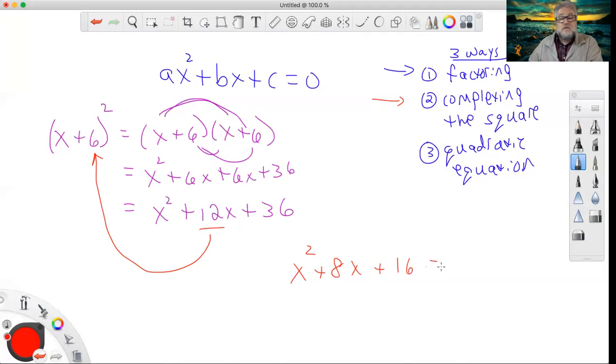I could write this as, I made it so that it's x plus 4 squared. Half of this number is going to be that. And this number is always that one squared. Always. So you see, this number is 6 squared, which is half of this number squared.